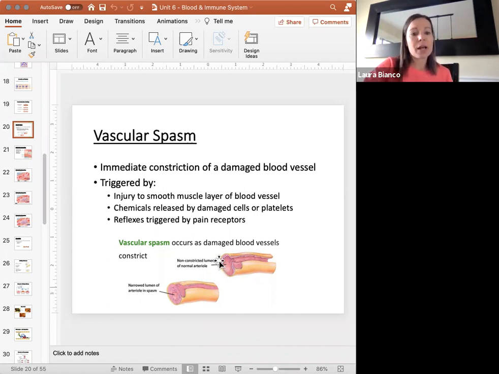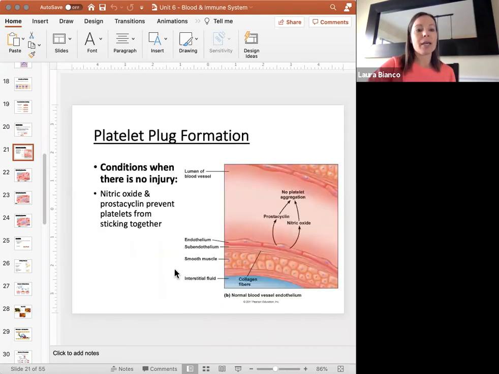After that vascular spasm, or actually while the vascular spasm is happening, since that's immediate, it is followed by platelet plug formation. This is basically the formation of a big plug of platelets, a big group of platelets that plug up the injured area in order to stop blood loss.